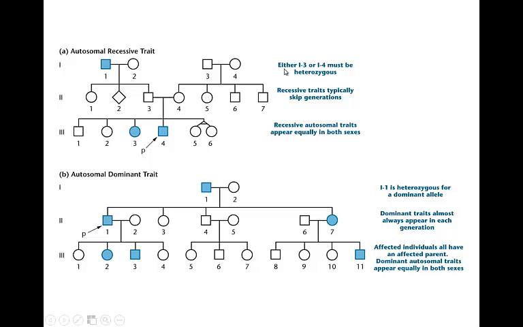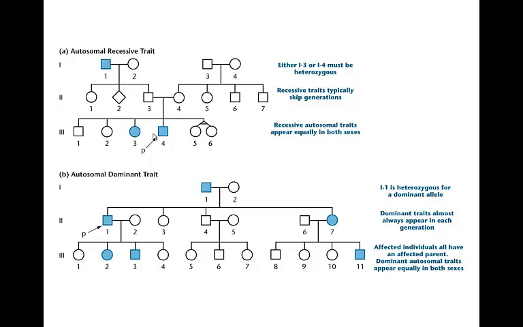Here are some examples. In this case, this is representing an autosomal recessive trait. This particular individual must have had the trait, and they had 3 children. Remember, recessive traits typically skip generations, so nobody in this particular generation happened to have it. However, in this third generation, we now have 2 individuals who have this trait. We know this is going to be autosomal recessive. We'll talk more about what that means, but basically, it means that it appears equally in both sexes.